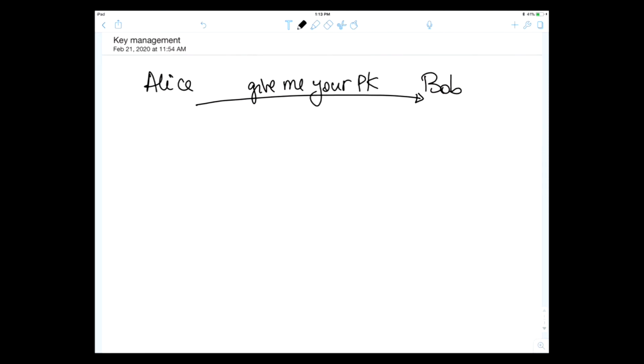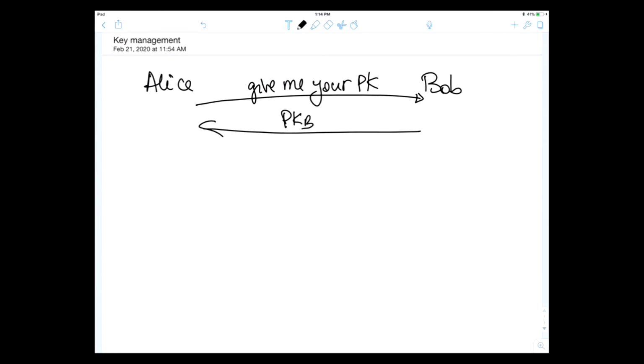For example, let's say you go to bankofamerica.com and you want to establish a secure channel with Bank of America. So for that, you need Bank of America's public key. So you would just send a network message to Bank of America saying, can you please give me your public key? And Bob will respond with his public key, PK_Bob.